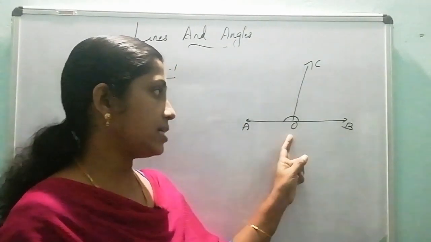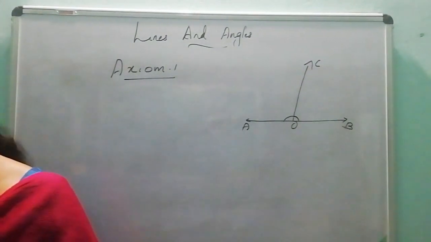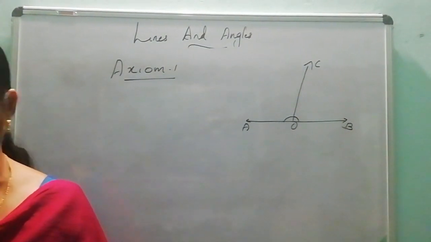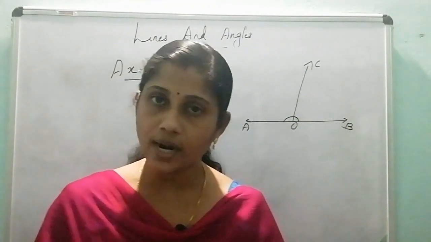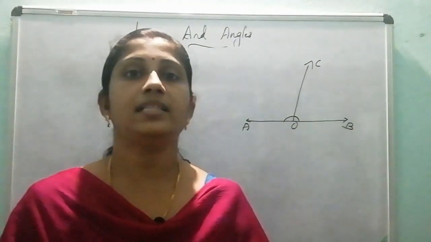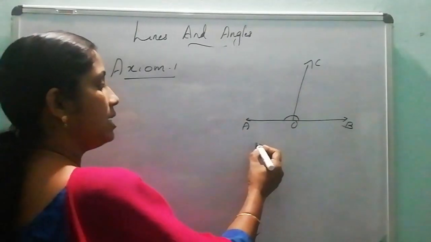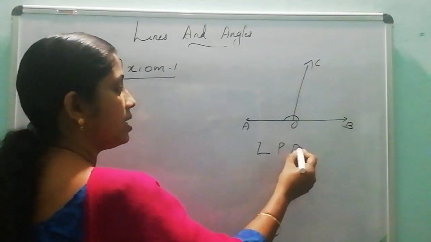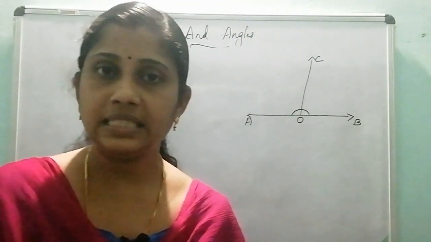That is, if a ray stands on a line, then the sum of the two adjacent angles is 180 degrees, and when the sum of the two adjacent angles is 180 degrees, then we can say the angles are linear pair angles. We can use the short form LPA for linear pair angles. Now we can study axiom 2.